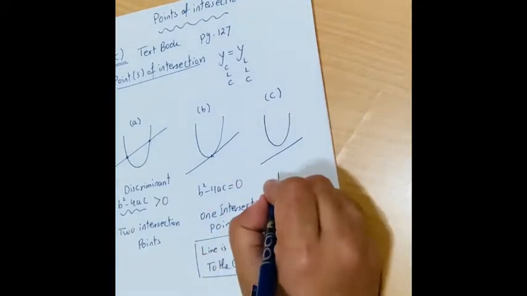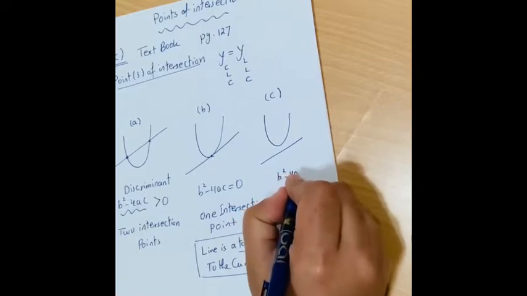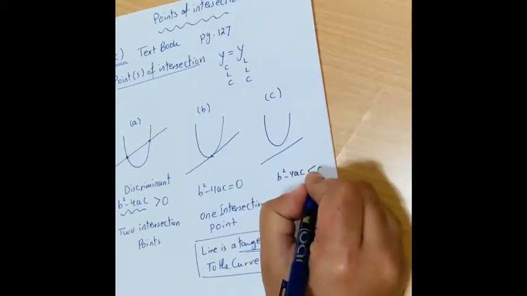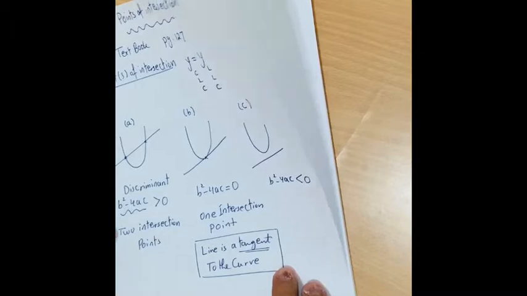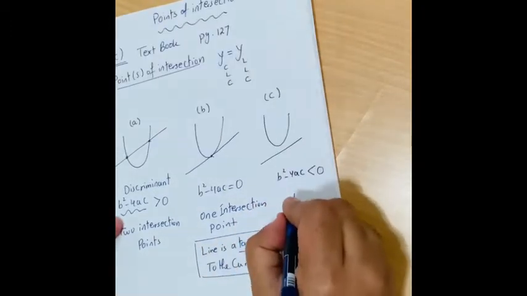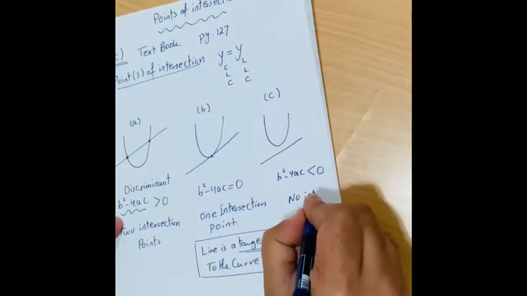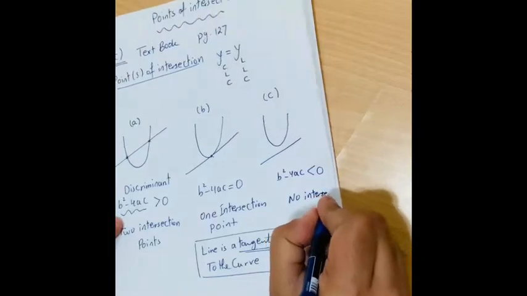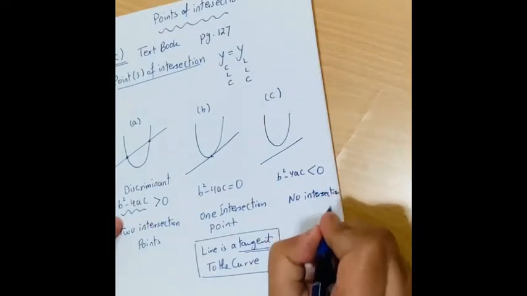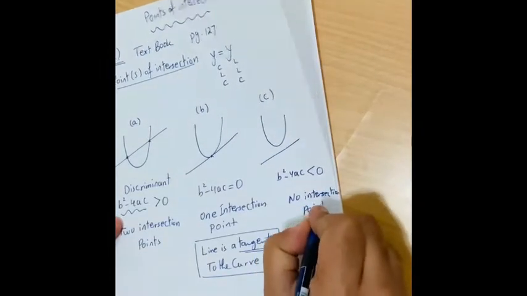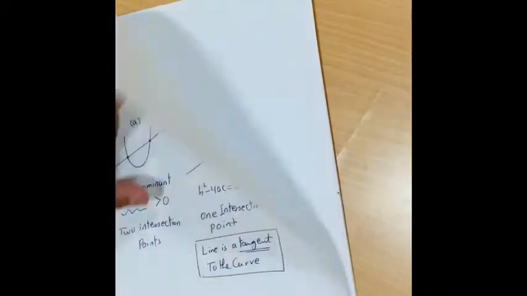In the third case, the discriminant is less than 0, which means you get a negative value. So in this case, there is no intersection point. I think it's clear. Here we go again, guys.